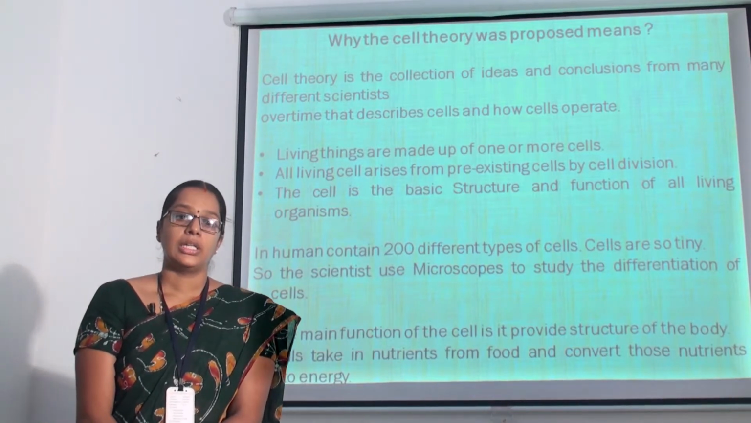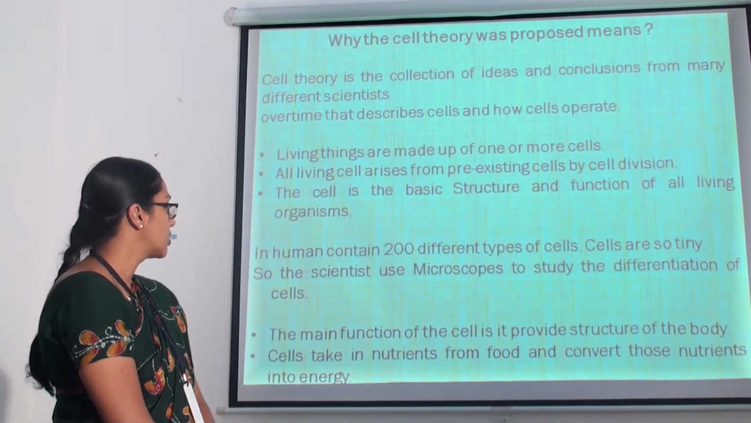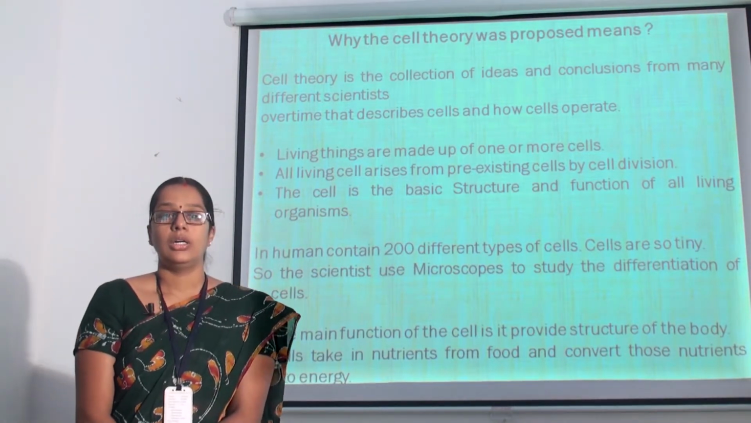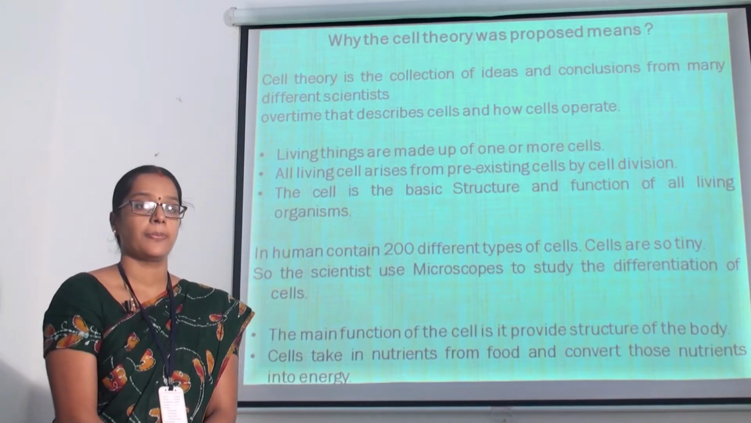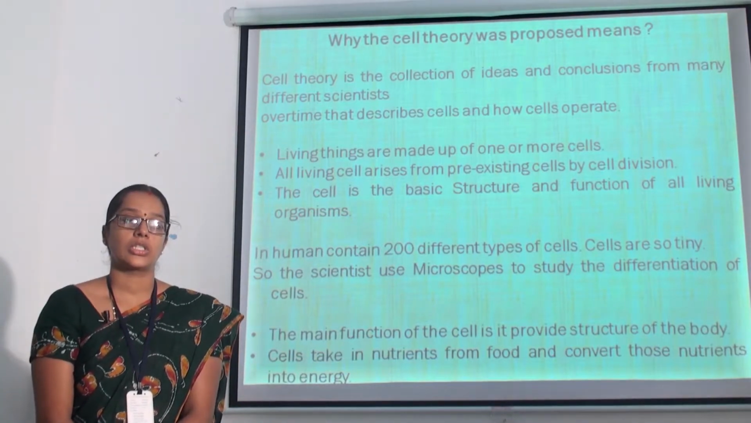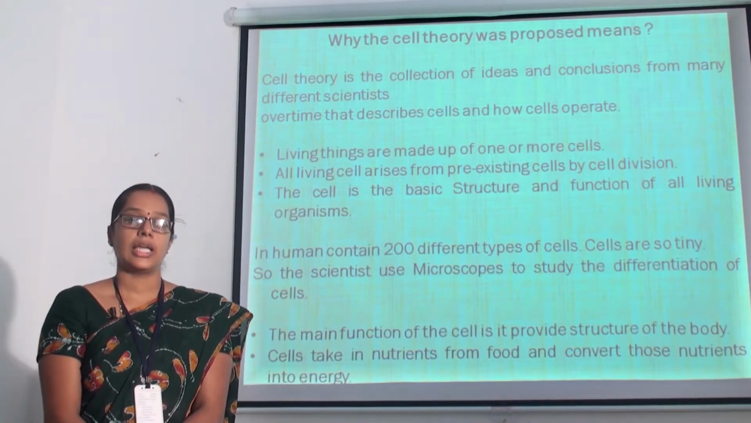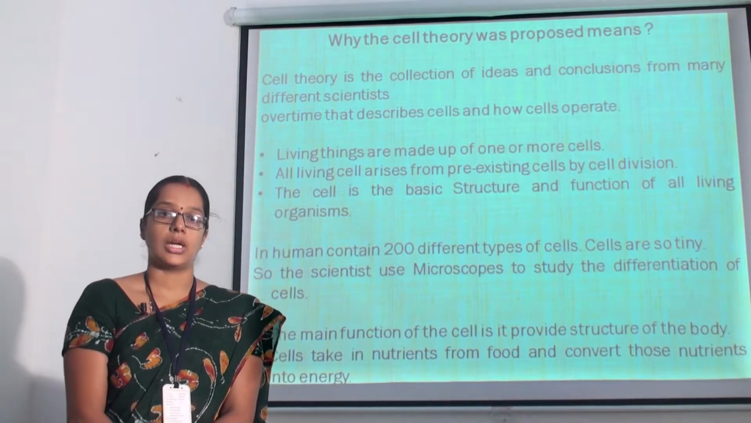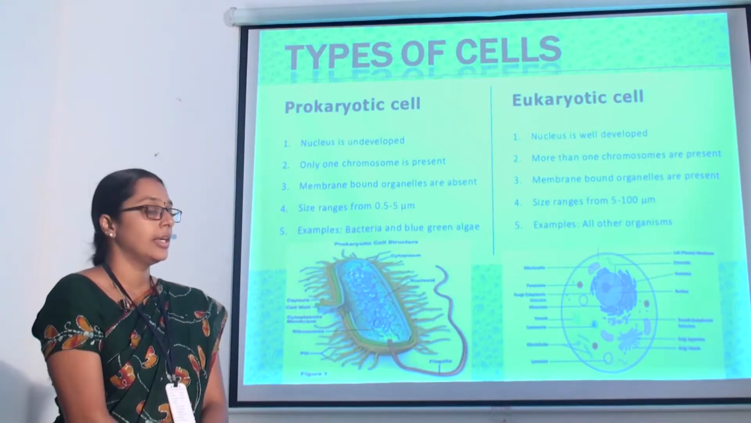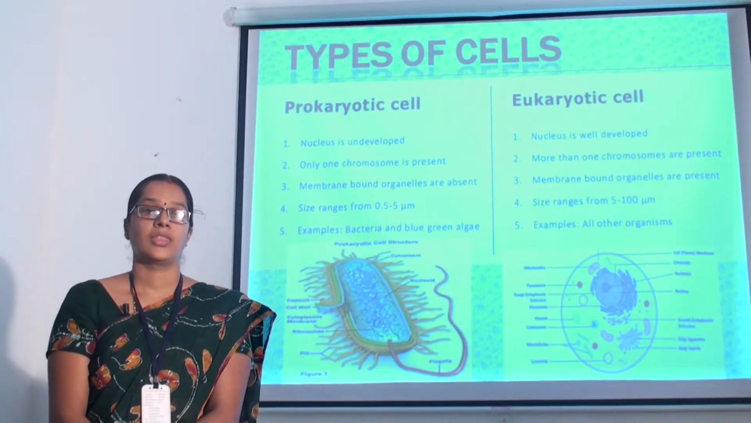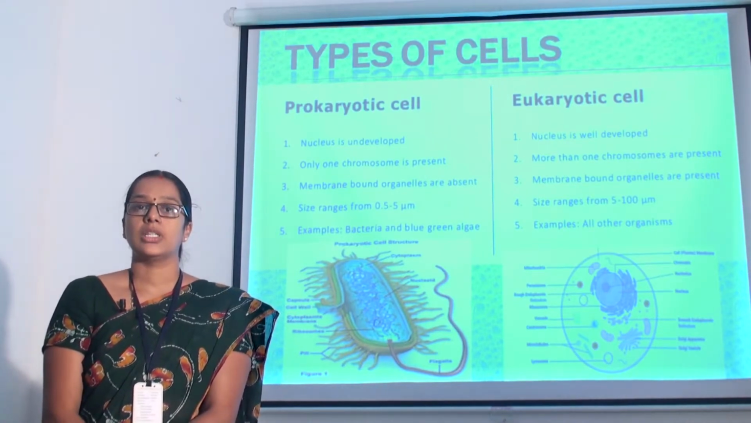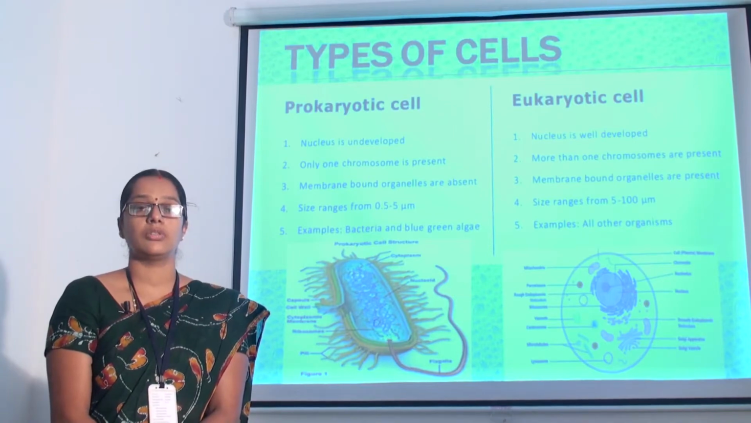A human being contains 200 different types of cells. Cells are so tiny that scientists use a microscope to differentiate the cells. The main function of the cell is providing structure to the body. The cell takes in nutrition from food and converts it into energy. Next is the types of cells. Organisms contain two different types of cells.